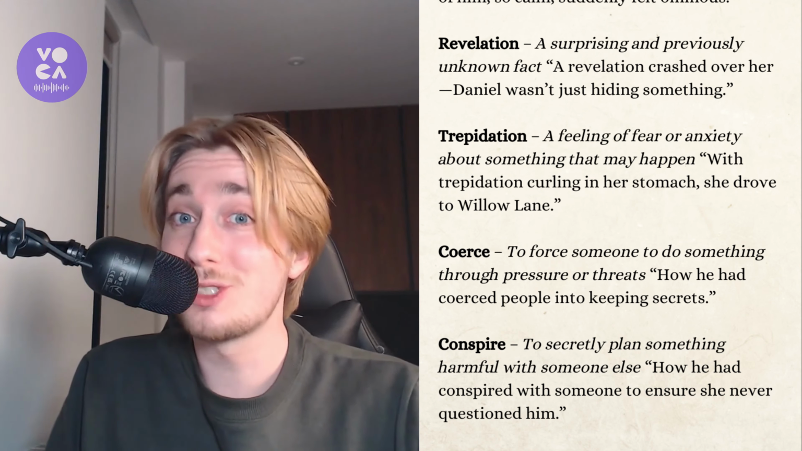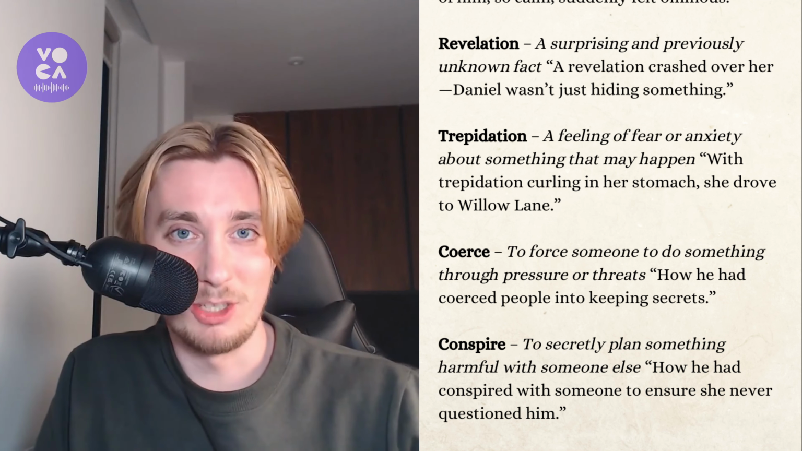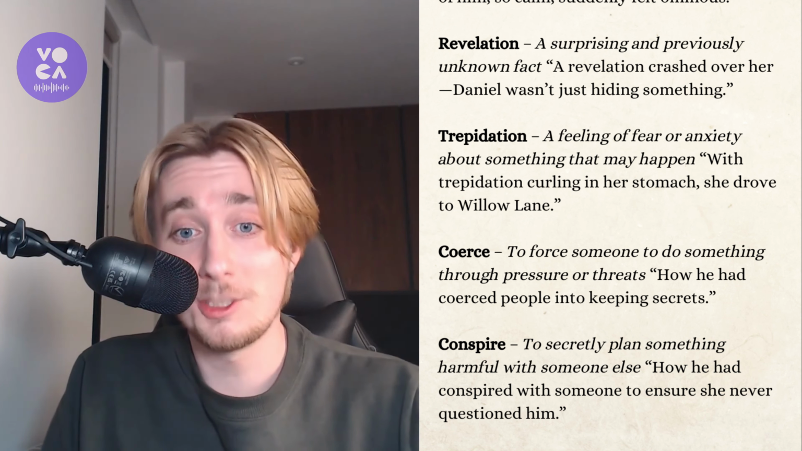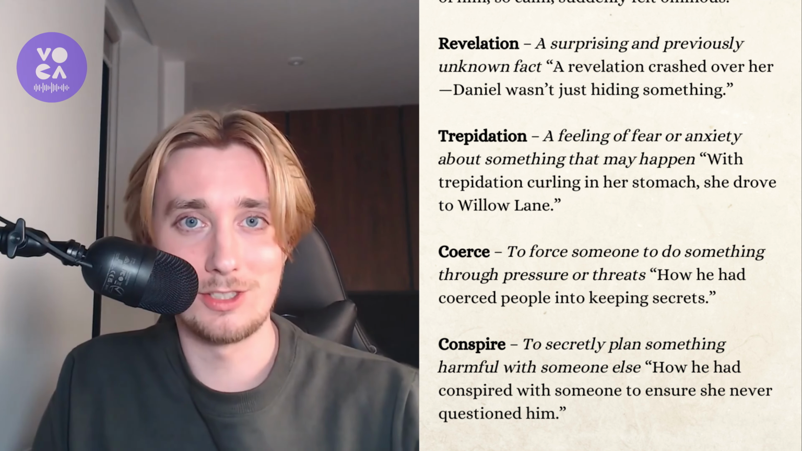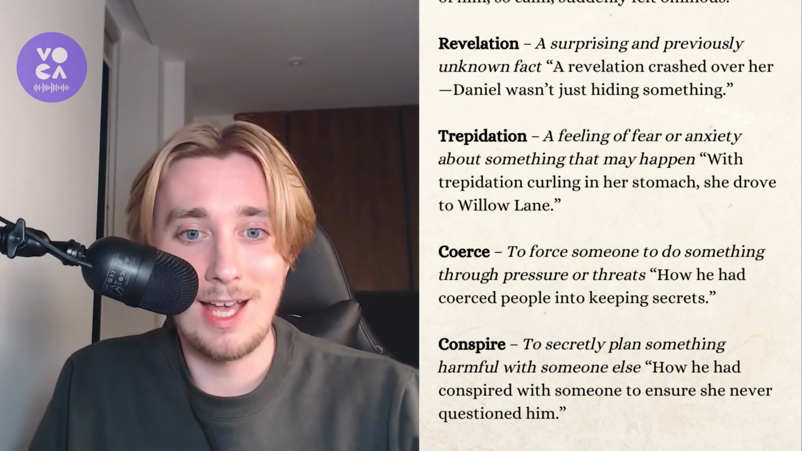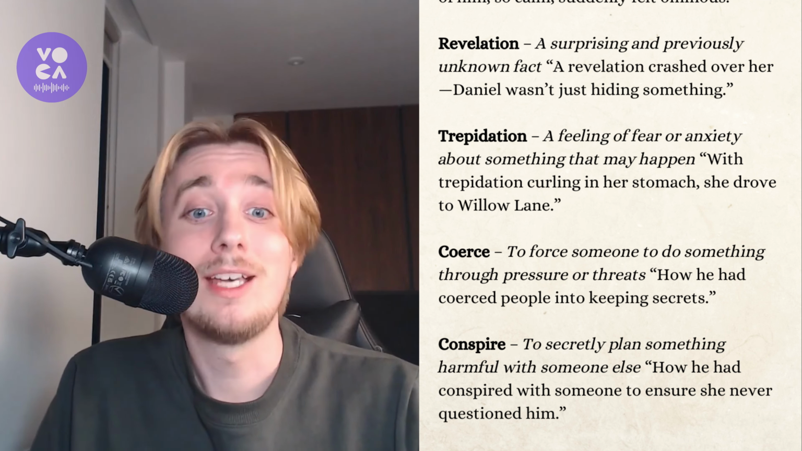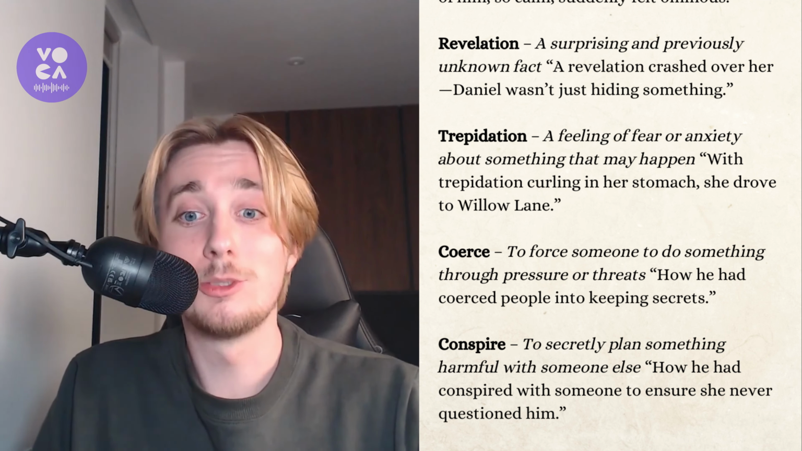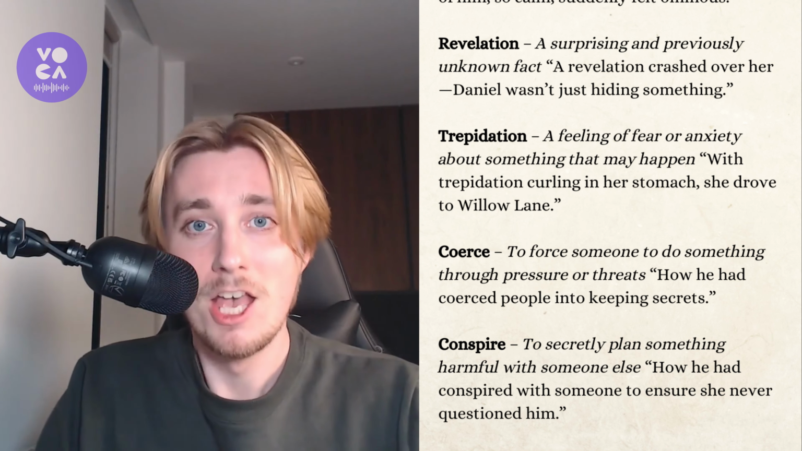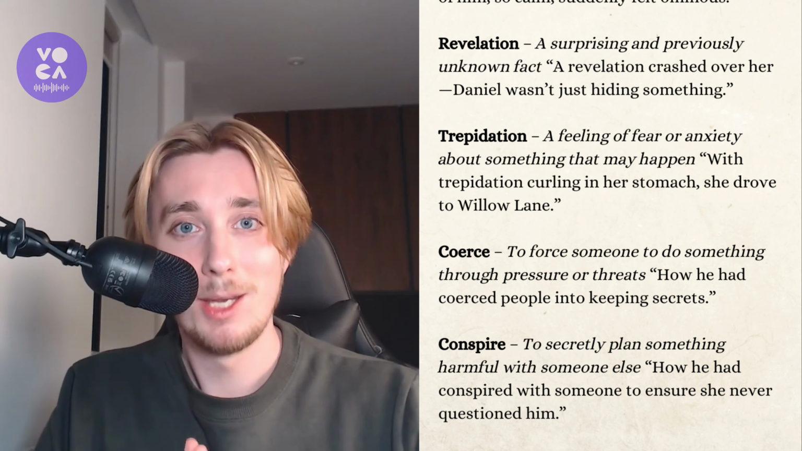Coerce. This was to force someone to do something through pressure or threats. So threatening someone to make sure they do something. So how he had coerced people into keeping secrets. And finally, conspire. This is to secretly plan something harmful with someone else. So remember how he had conspired with someone to ensure she never questioned him. So those were our key words for today's podcast.